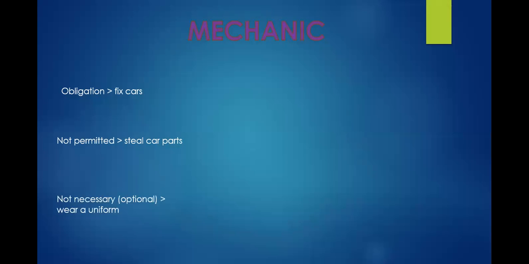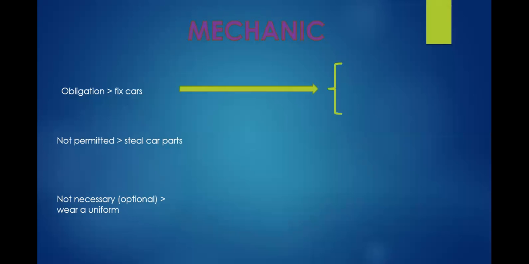Let's take a look at an example. For a mechanic, we can say that his obligation is fixing cars, and he is not permitted, he has the obligation to not steal car parts from his clients. Also, it is not necessary for the mechanic to wear a uniform. Okay, that's an option that he has. He can wear a uniform or he can not wear a uniform. So how do we interpret this? Let's see the final sentences that we have for these.